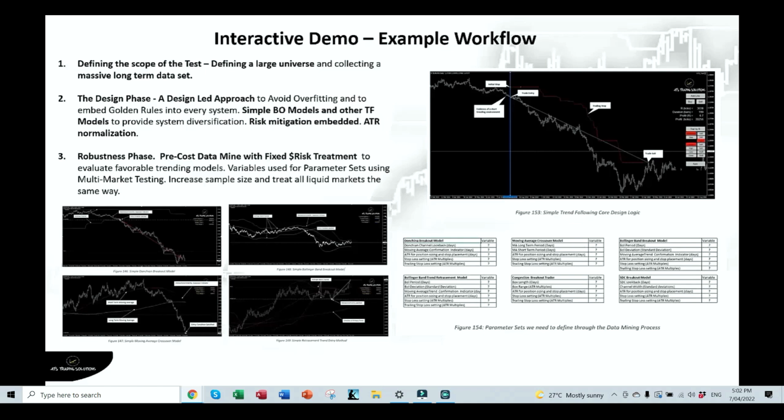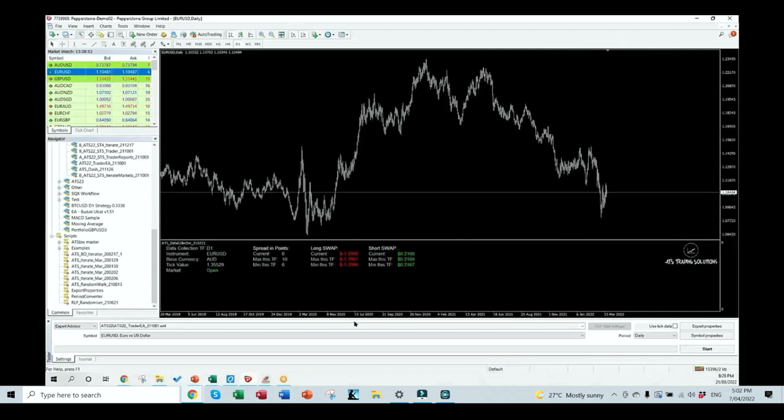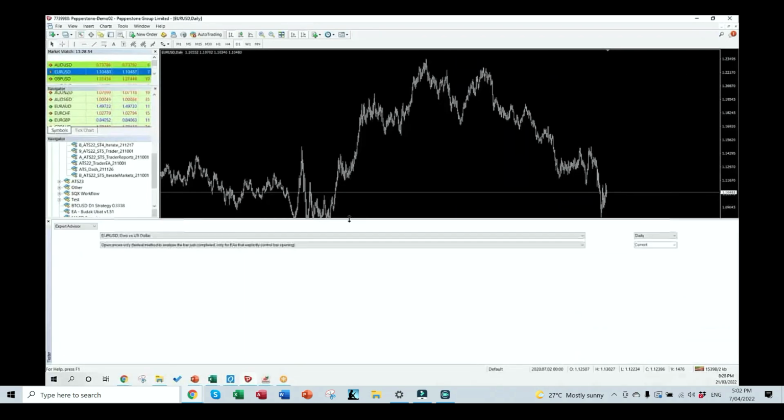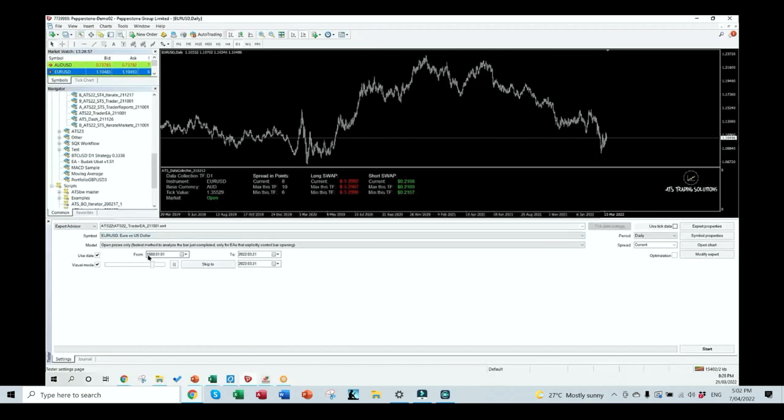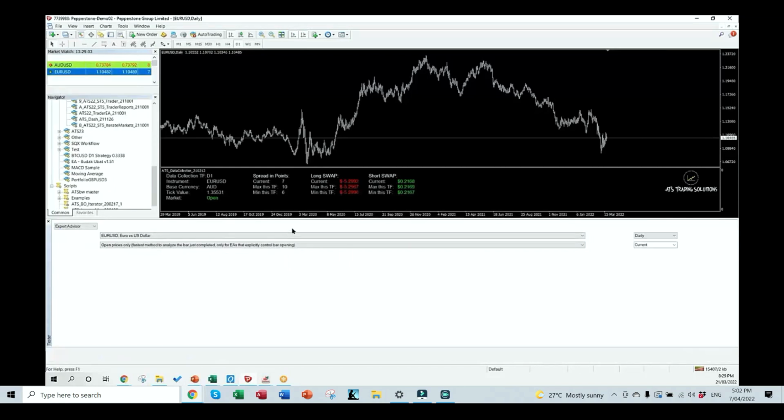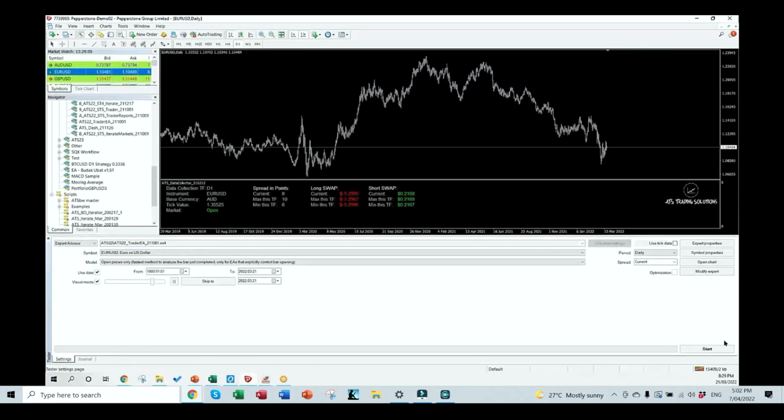We use very simple but robust systems. So now I'll give you an example of a walkthrough, and we can see how it performs with these multiple models on the Euro USD. We'll go back to 1980 and do a walkthrough right up to the current day, and I'll just get this running.